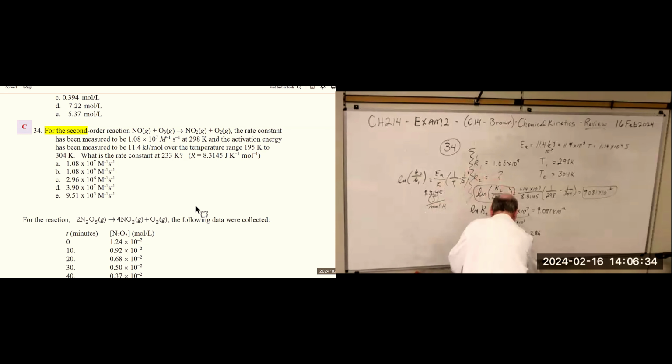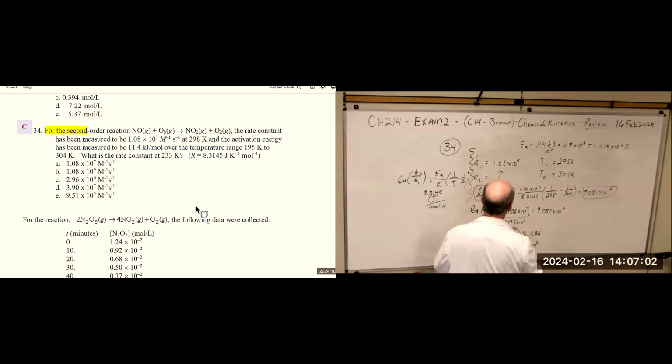Right? And K2, if I did it correctly, is 1.18 times 10 to the 7th. Is that one of the answers? No, I don't think so. 1.08 times 10 to the 7th. So let's see where I made a mistake. It should be 2.96 times 10 to the 6th.